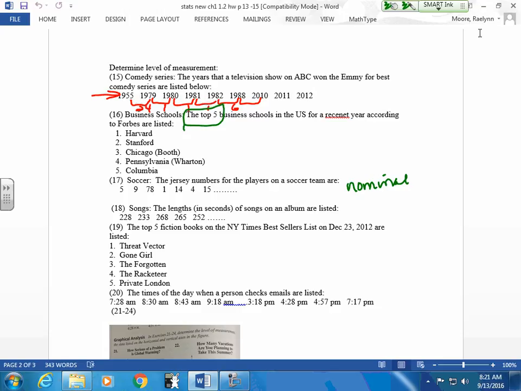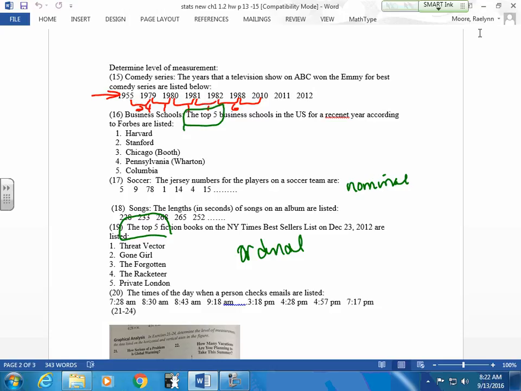Number 19, the top 5 fiction books for the New York Times bestseller list on December 2012 are listed. What type of data is that? Well, it looks nominal to me because they're names. Is there some kind of order to this list of names? Because we said top 5. So this is ordinal. So when you get confused, start with nominal. Work your way up until you can't go any further.